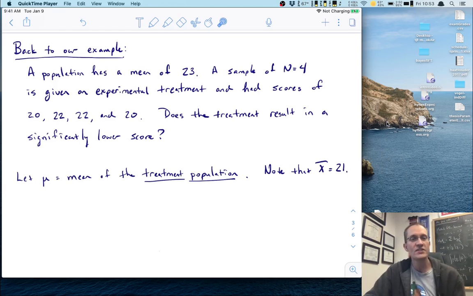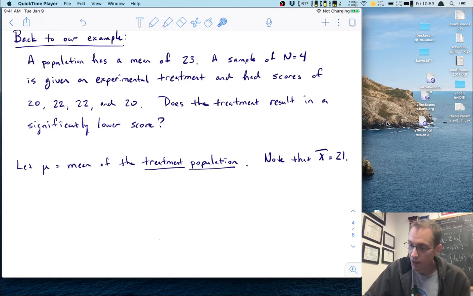So the first thing we need to do is define a parameter. Let's let mu be the mean of the treatment population. Okay, so this is unknown, right? We don't know the population level effect, so to speak, of this treatment. So we're going to quantify it by this letter mu. Now do note that the sample mean is 21. This is our observed data. You can get that simply by taking the average of these 4 numbers.